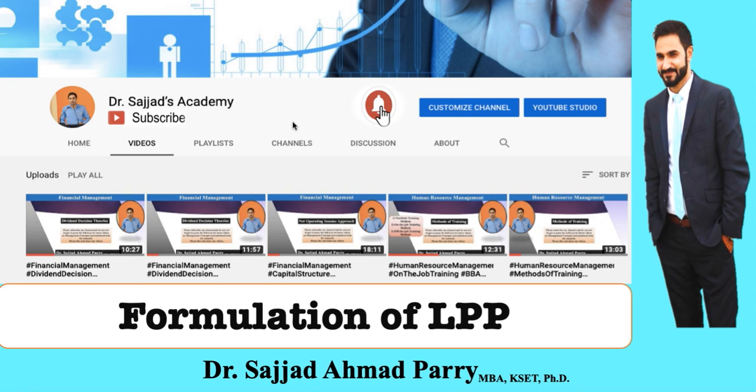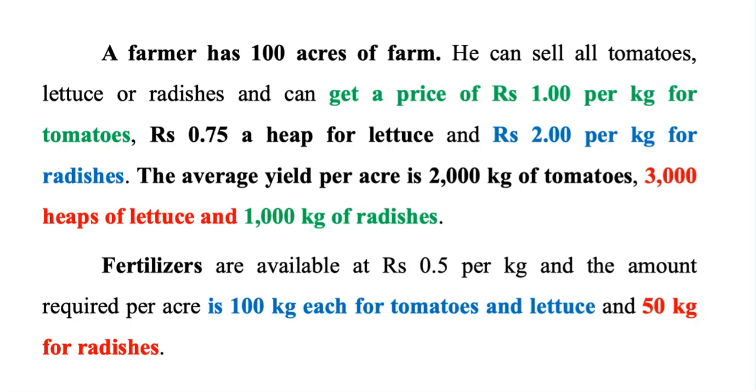Today, I am going to take one problem on how to formulate an LPP from a given set of information. So, here is the information. A farmer has 100 acres of farm. He can sell all tomatoes, lettuce, or radish and can get a price of rupees 1 per kg for tomatoes, rupees 0.75 a heap for lettuce, and rupees 2 per kg for radish.